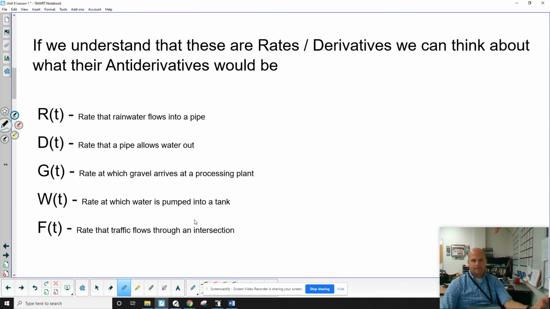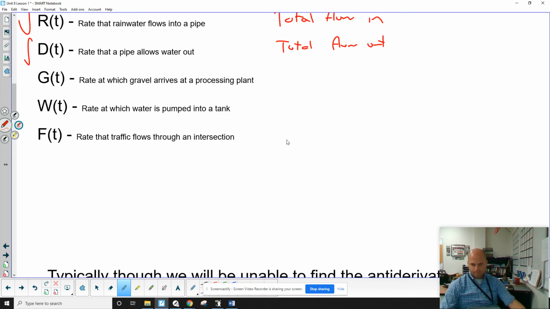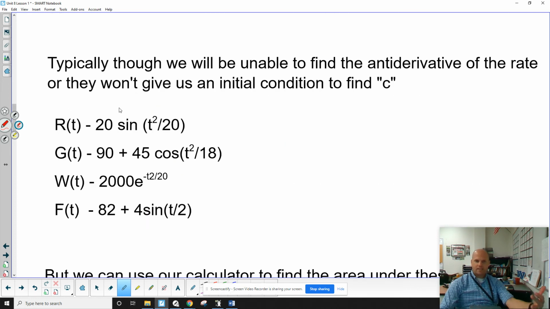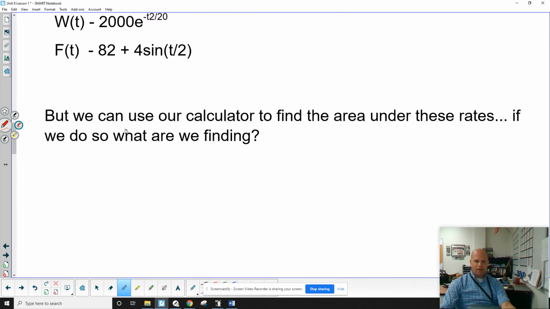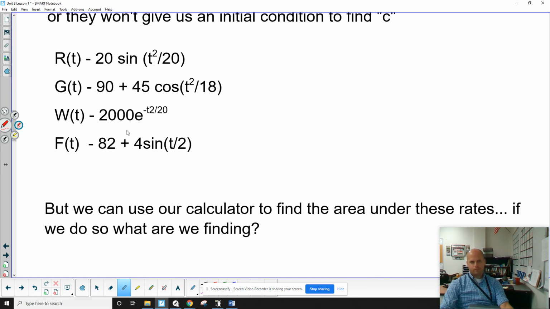Now, unfortunately, I can't, okay? But I can think about that. Like the antiderivative of r would be like the total, or the position of how much has flowed in. And the antiderivative of d would be our total flow out. But we can't take the antiderivative. But what can we do?